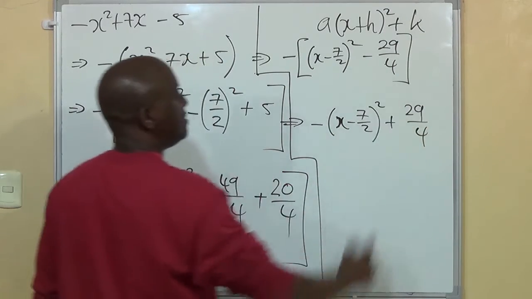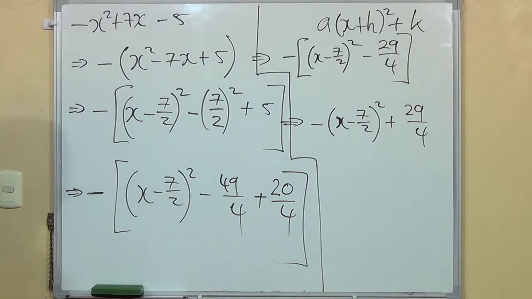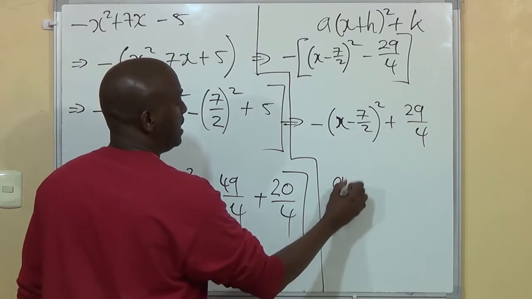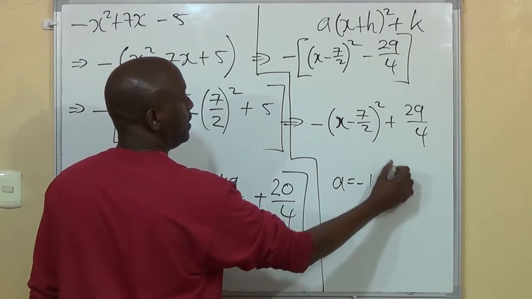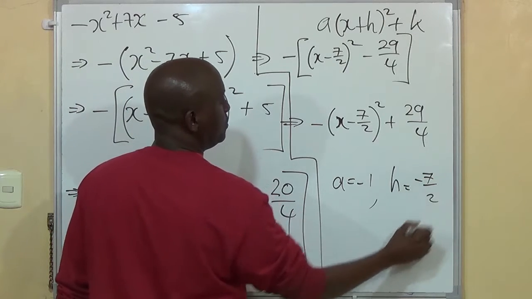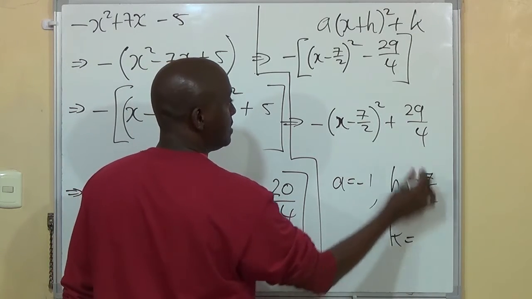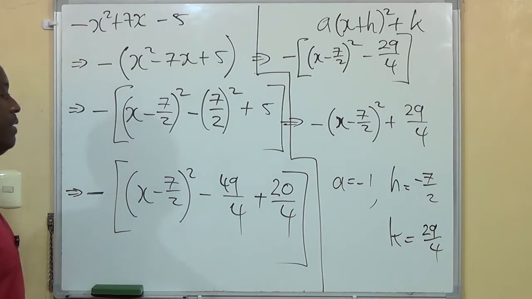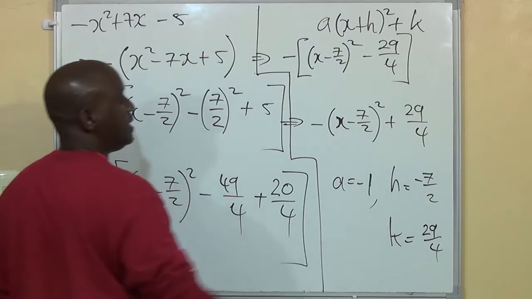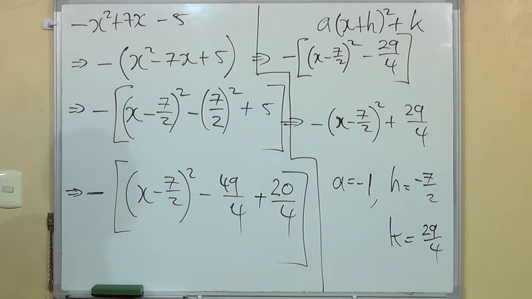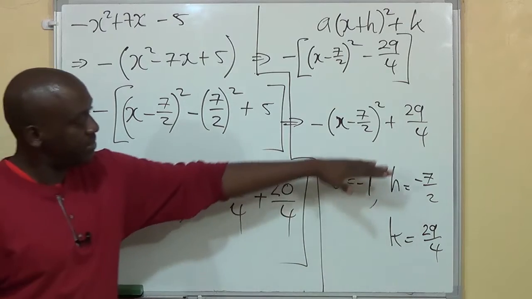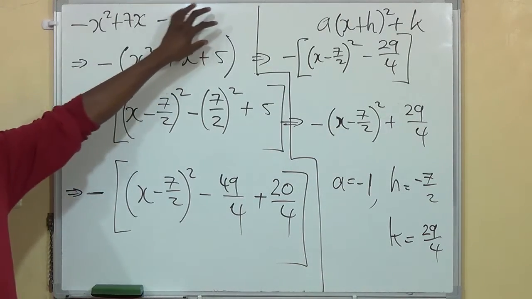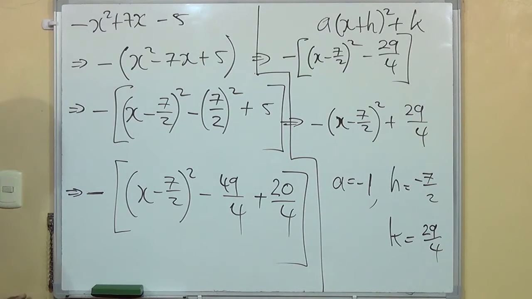And that's it. That is it. So just as we did, well, let me just write out the constants now. So a here is equal to minus 1. Your h is equal to minus 7 over 2. And your k is 29 over 4. Alright? So now we're going to do as we did in all the other videos to this point, where we're going to take the final solution and work backwards and verify that we get the original expression that we started with. Good?